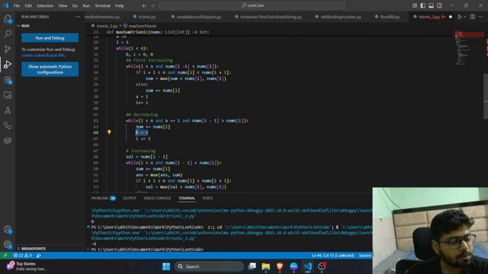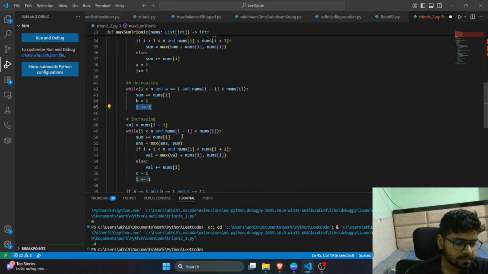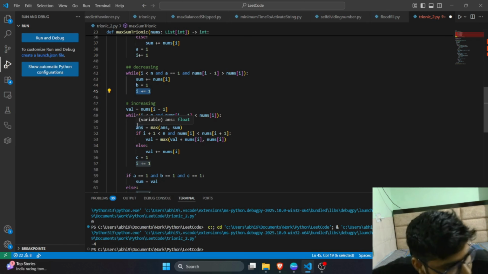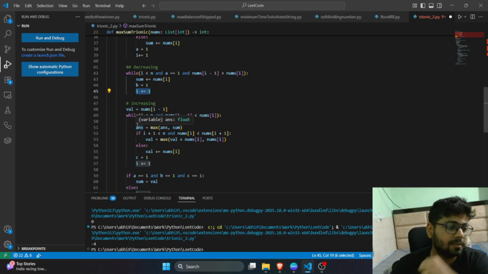We have already gone through the decreasing and we have calculated the decreasing. Then we will increment the I. After that, this is the most tricky part. I will try to explain it, but I don't know if I will be able to explain it or not. So let's see.